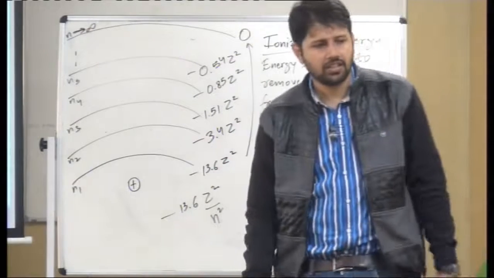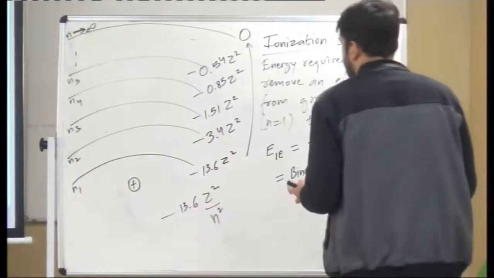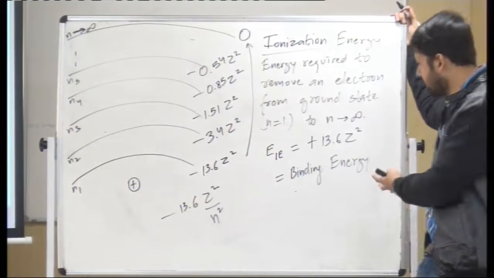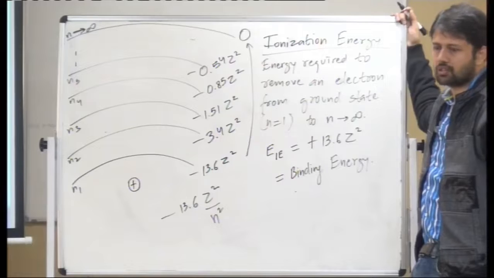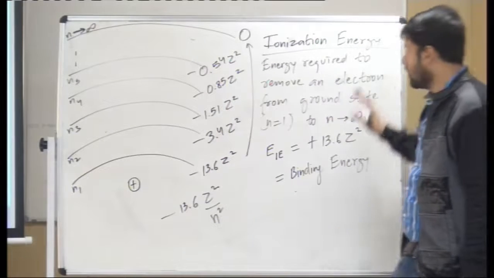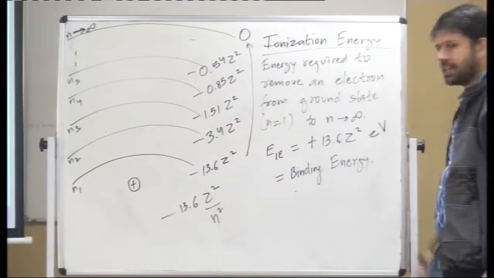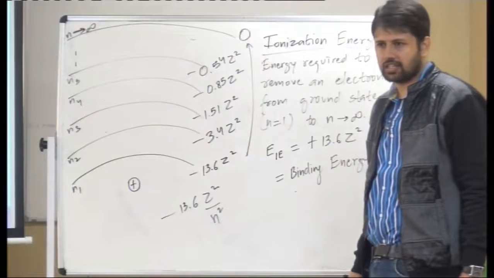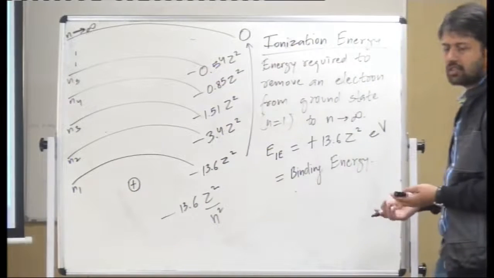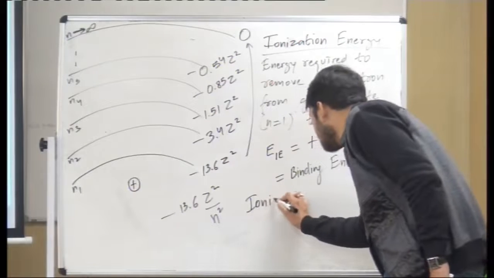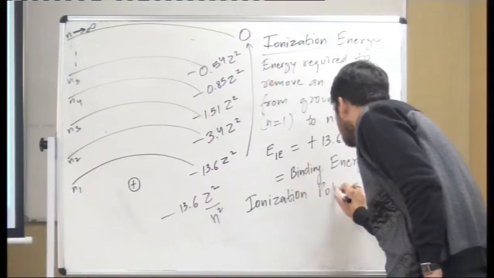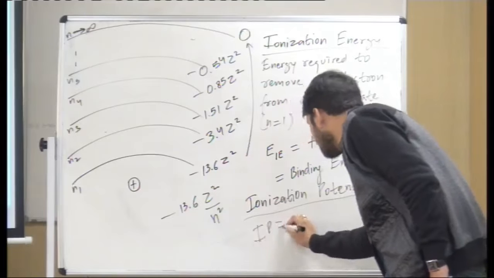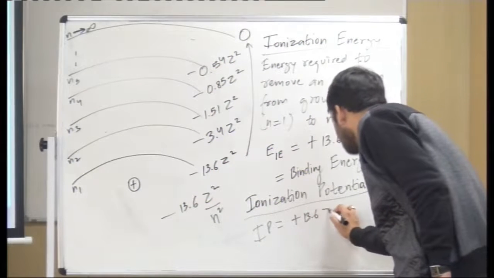Why is it called binding energy? Because this is the energy which is actually released when an atom is formed. Because of this release of energy, the electron is bound to the atom. It is mostly expressed in electron volts. If we express it in volts, it is called ionization potential. It's the same thing in volts. So the ionization potential, IP, is actually nothing but plus 13.6 Z square volt.